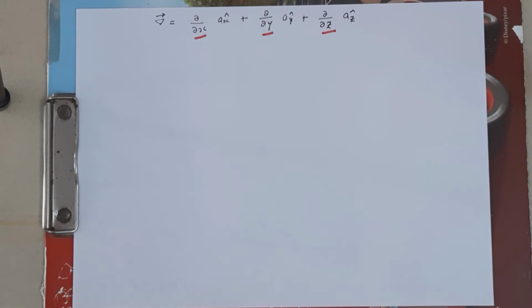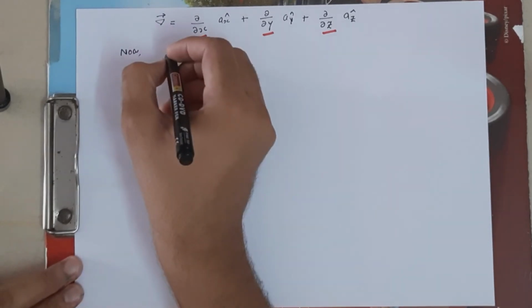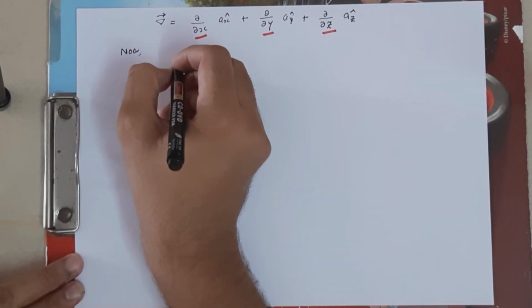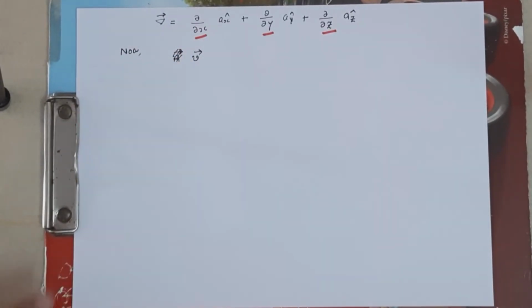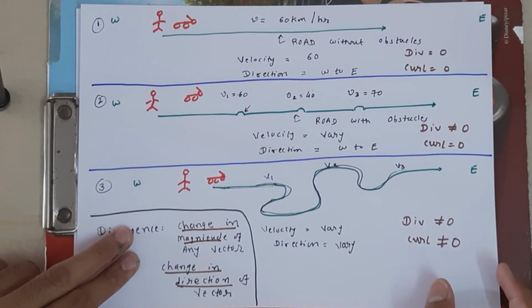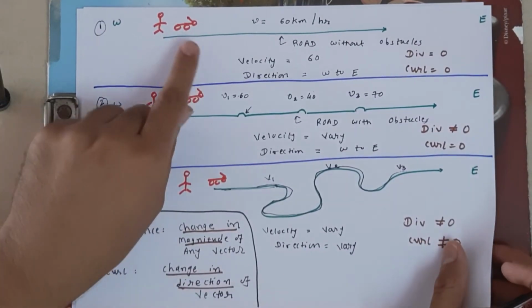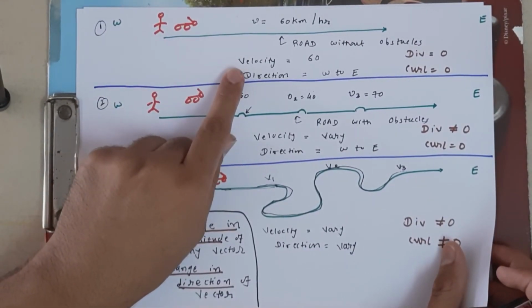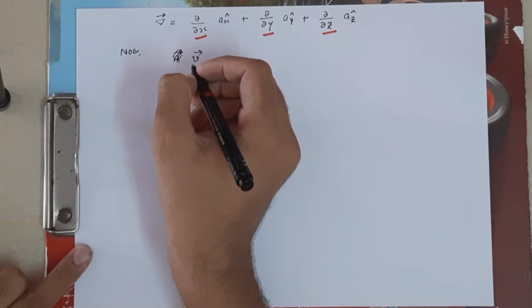Clear? Now suppose I have to take any vector. Let us say v is my vector, in this case v is my velocity, so v is a vector. Now we first discuss this case: in the first case, the velocity is constant and direction is constant. First I have to write the divergence operation and then the curl operation.